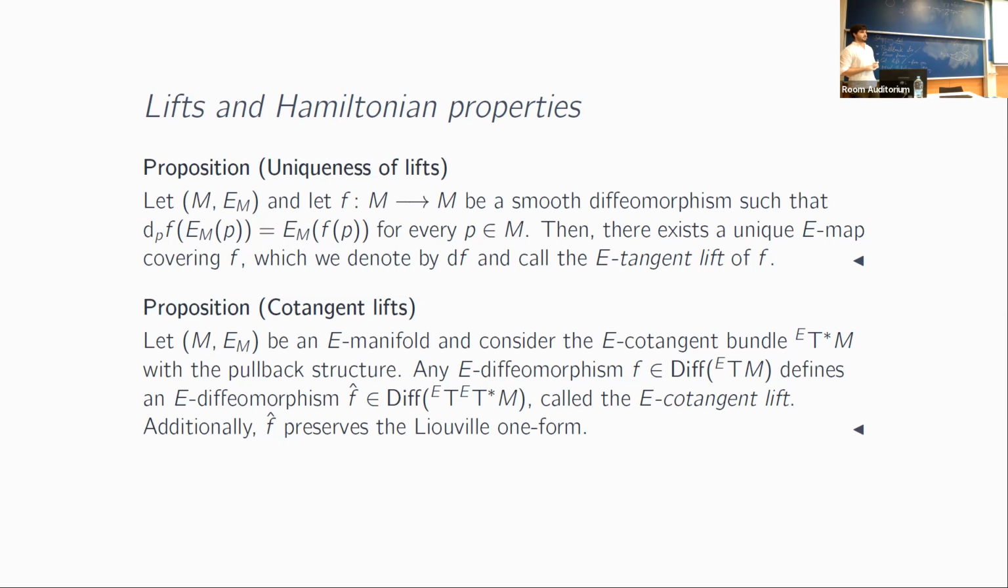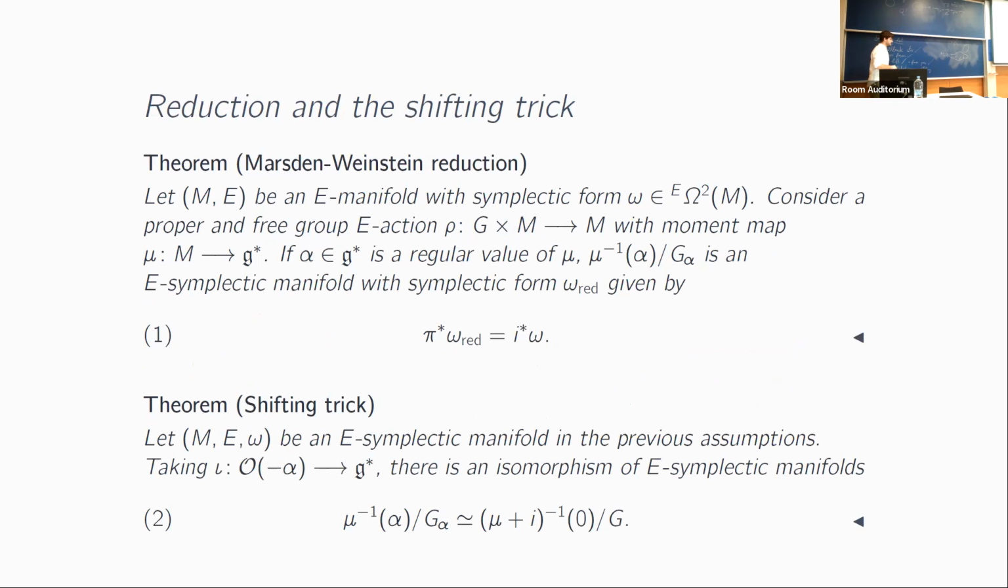And once you have this, you can define cotangent lifts, and you can check that they preserve the Liouville canonical form. So we can define cotangent lifts of group actions. They are Hamiltonian, and everything works as in the classical sense. And now there exists an analog of the Marsden-Weinstein reduction theorem for Lie algebroids, which was proved by Marrero and other collaborators. In the case of E-manifolds, it is much simpler because given a group action, there exists just one way to lift it. So this theorem is further simplified.